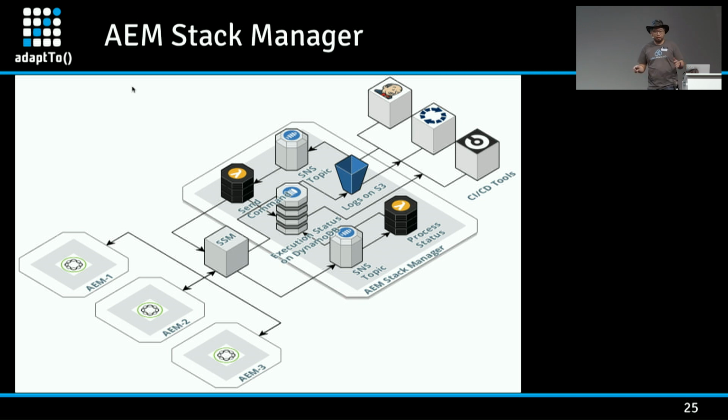Another part of the whole architecture is what we call the AEM Stack Manager. So this is a simple message broker. The idea is that this becomes an entry point from the CI/CD tools. So any message that is sent to the environment goes through the broker first. And then it will execute a set of Lambda functions that will coordinate through AWS SSM to then execute the commands from within the environment.